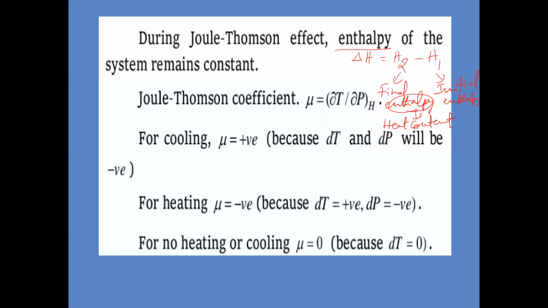The enthalpy change of the system remains constant. That means the H2 value will be equal to the H1 value. Therefore, delta H will be 0. Delta H remains 0. That is the condition here. So during the Joule-Thomson effect, the enthalpy of the system remains constant, meaning the delta H value becomes 0.